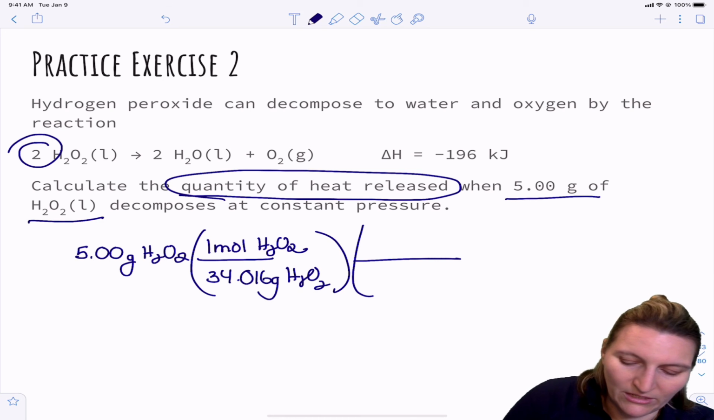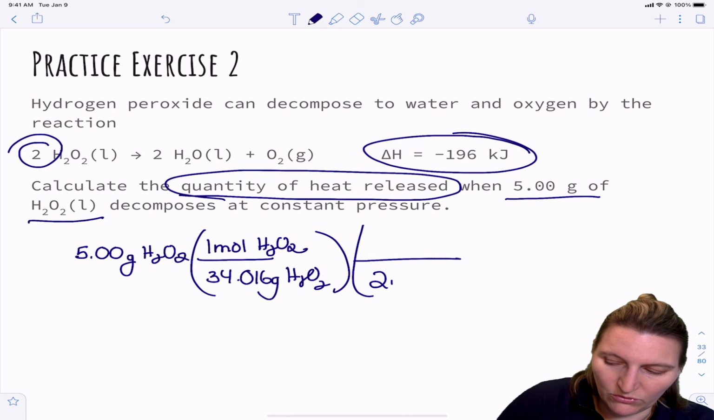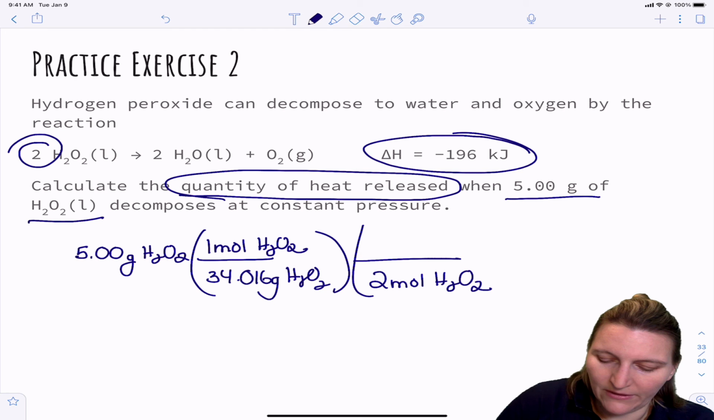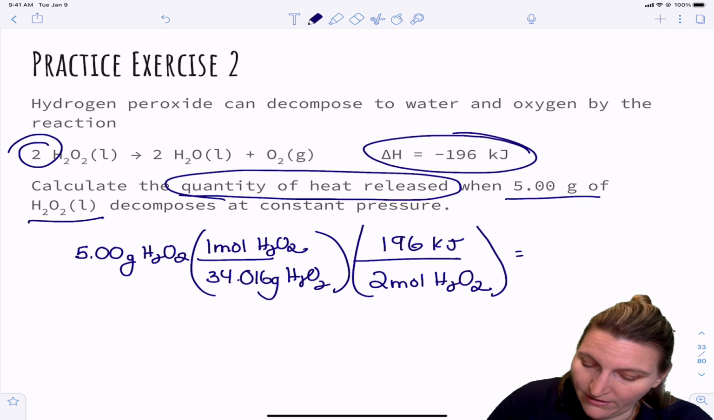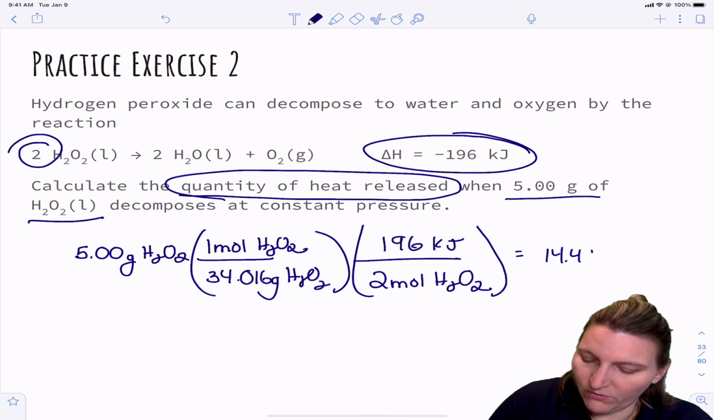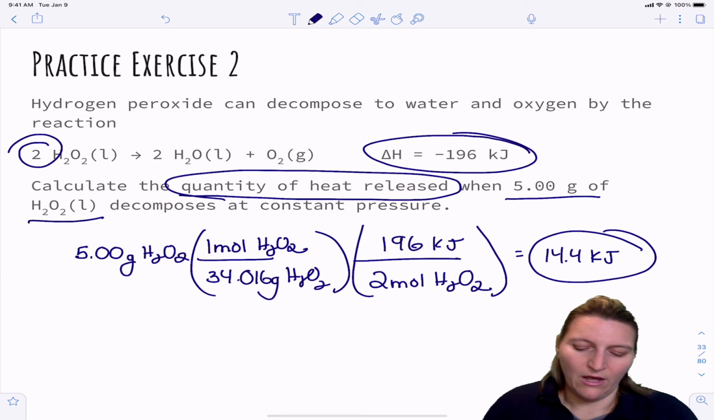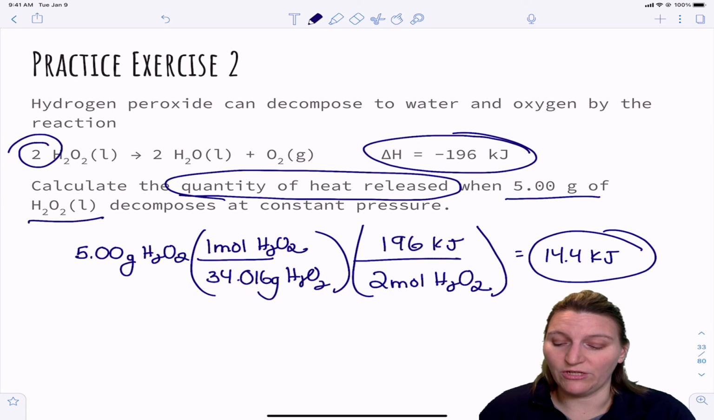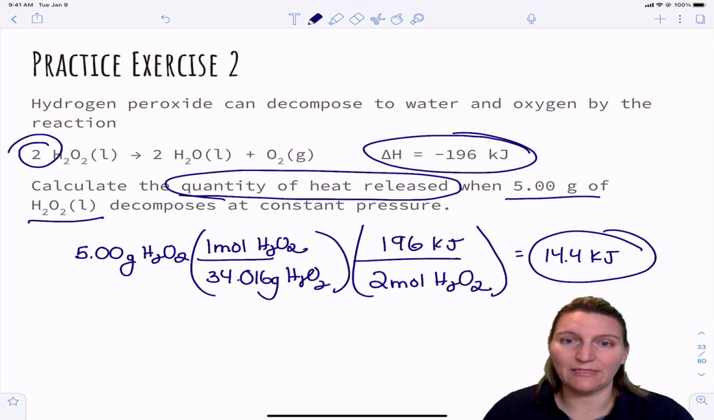And, right, we need to use the coefficients here. So 2 moles of H2O2 will react and release 196 kilojoules. Plug this into my calculator. 3 significant figures, 14.4 kilojoules is the amount of energy that's released, the quantity of heat that's released. Okay, we're going to try a whole bunch of these for homework as well.